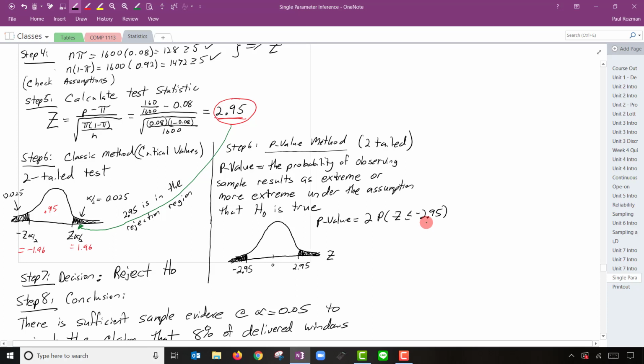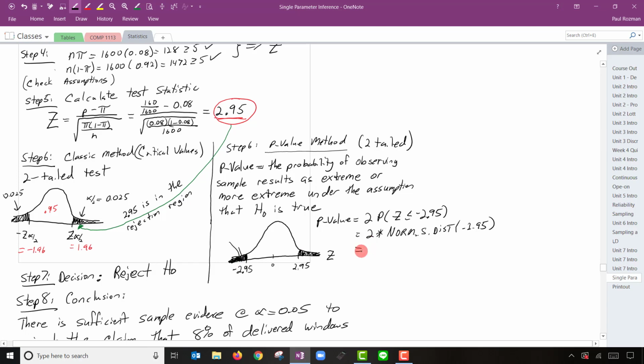Either way, if you had Excel, 2 times norm.s.dist of negative 2.95. That would give us the area under the curve down here. And then we double it.